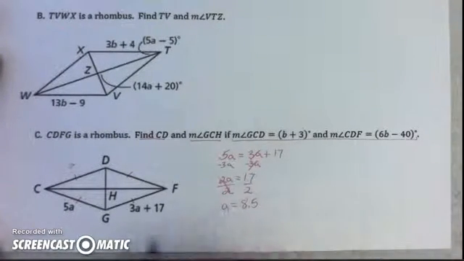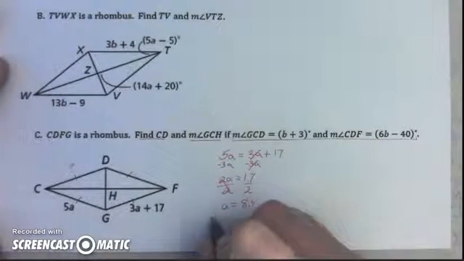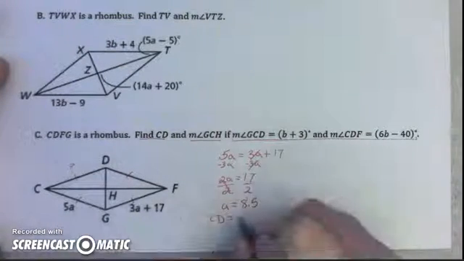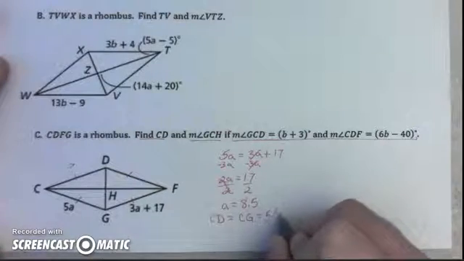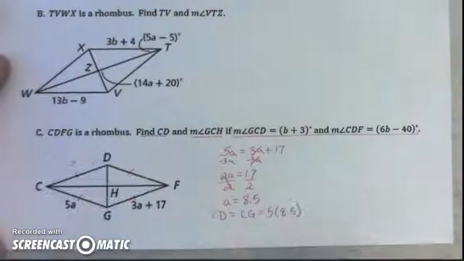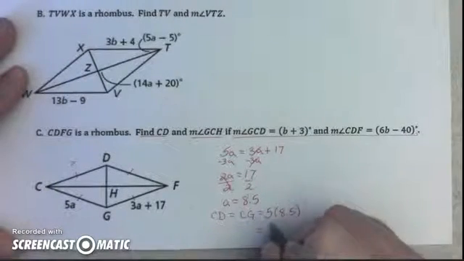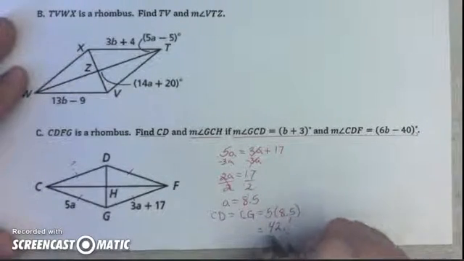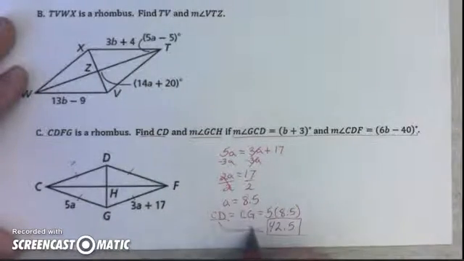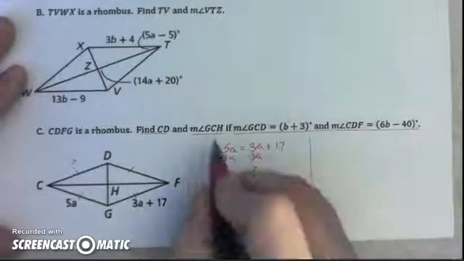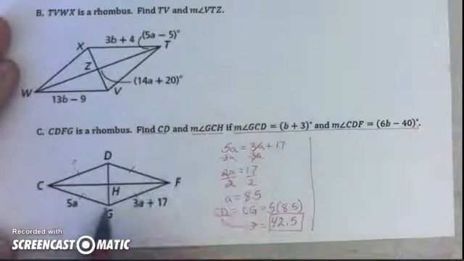So A is 8.5. That means all of these sides are going to be equal to whatever 5 times 8.5 is. So CD is the same as CG, which is 5 times 8.5. So when I do 5 times 8.5, 42.5. And that is your answer for CD. Okay? Now we still have to find the measure of angle GCH.